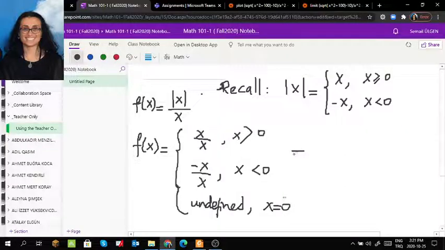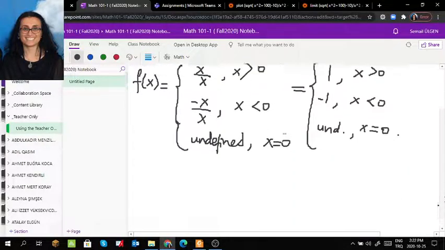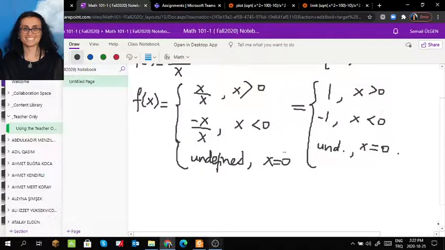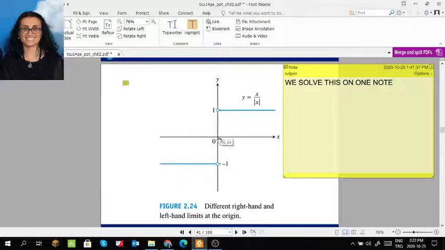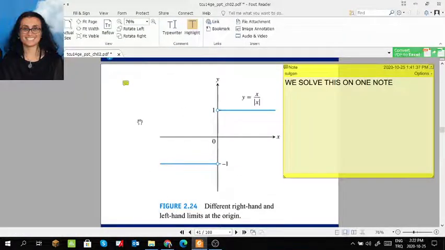Now, but what does this mean? This means f of x is 1 when x is greater than 0. It is negative 1 when x is less than 0 and undefined at x equal to 0. Okay? So this is what we have now. And the question is, how would you draw the graph of this? Actually, the graph is exactly this. Look, at x equal to 0, it's undefined. For x greater than 0, it is 1. Look, when x is less than 0, it is negative 1. Look, this is the graph, okay?